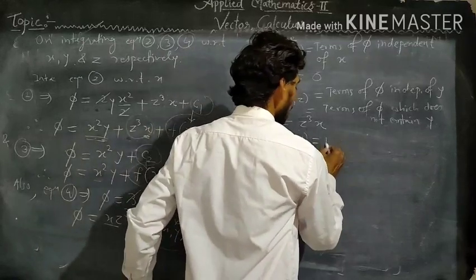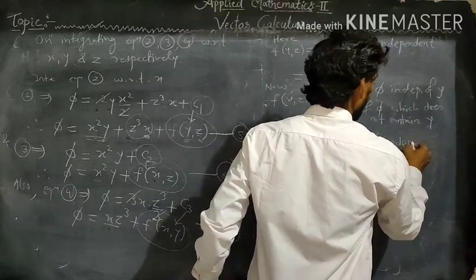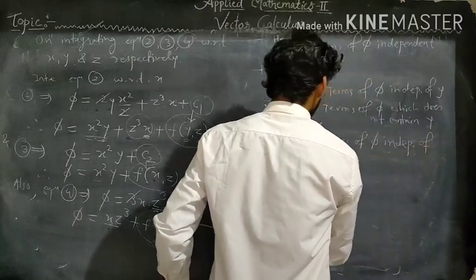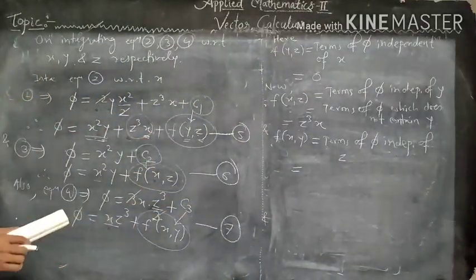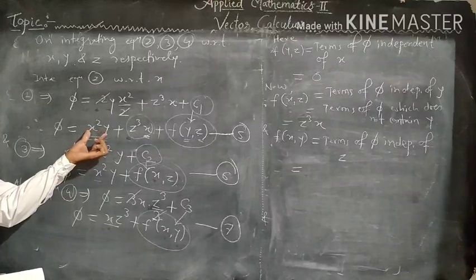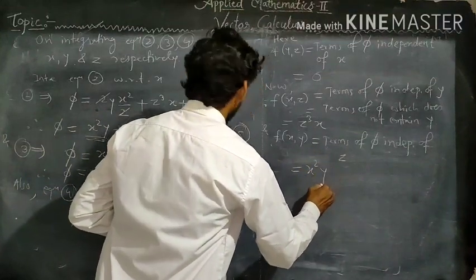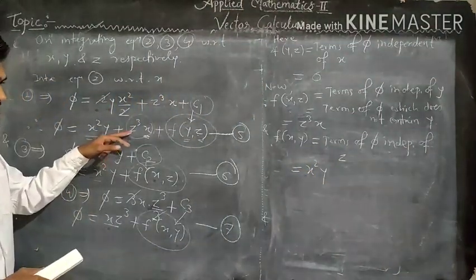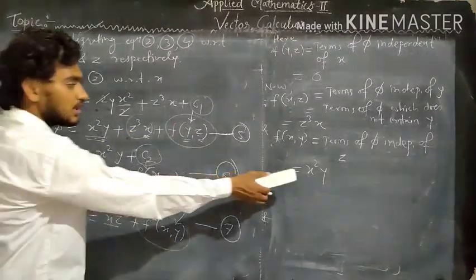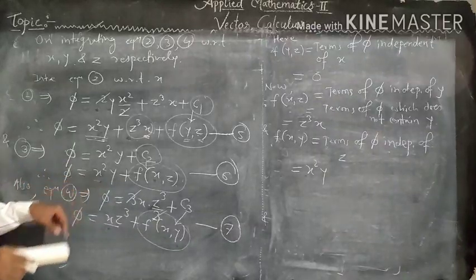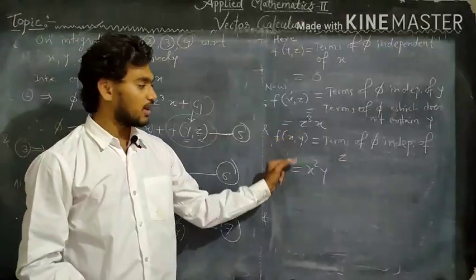So it is equal to terms of phi independent of z. Now again check equations 5, 6, 7 where z is absent. So in this equation there is no z in this term, so we will write here x square y. Now here z is present, here z is not present, but we have already written x square y, so we will not repeat. In the last equation again z is present, so this is the constant f of x comma y.